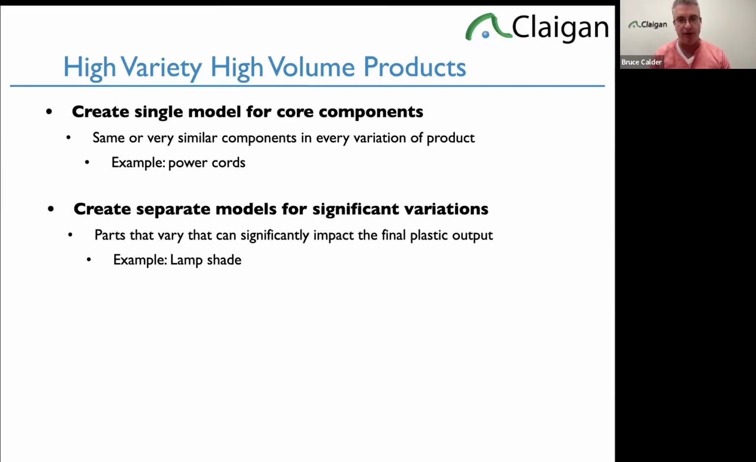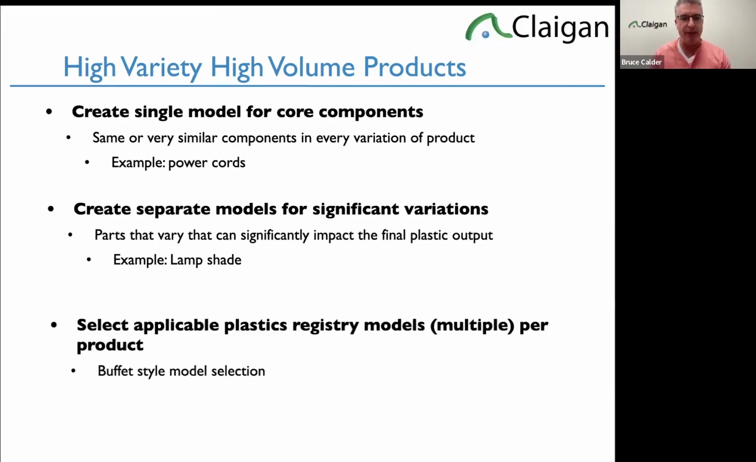So you create separate models for significant variations. The lamps, the lamp shade, we create different lamp shades. We have an ABS shade and a glass shade, and glass shade obviously is very little to report, and a polycarbonate shade, etc. And we make different ones for the shaft. And then we basically select applicable plastic registry models.